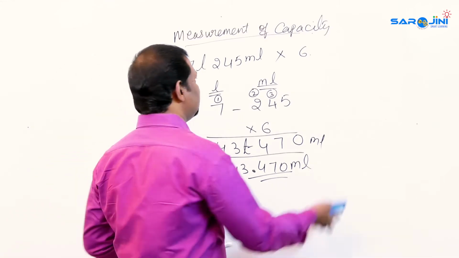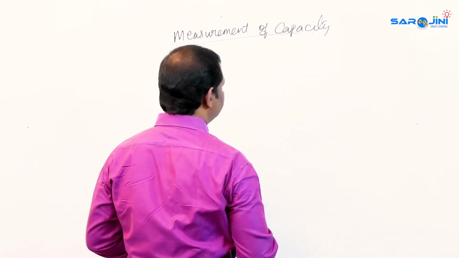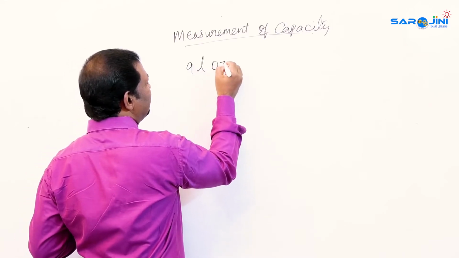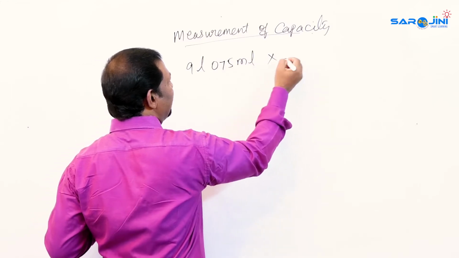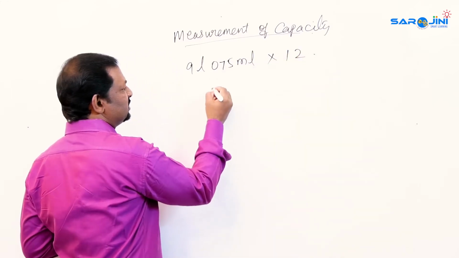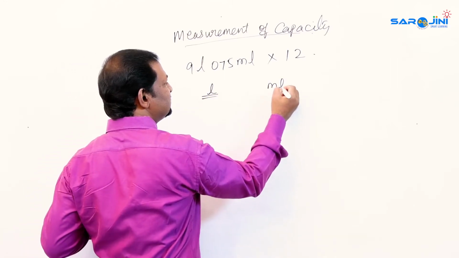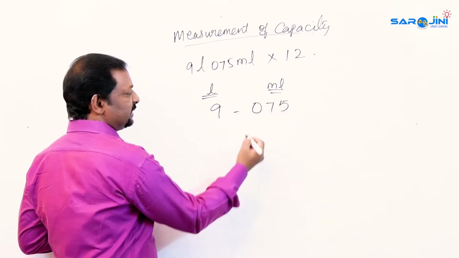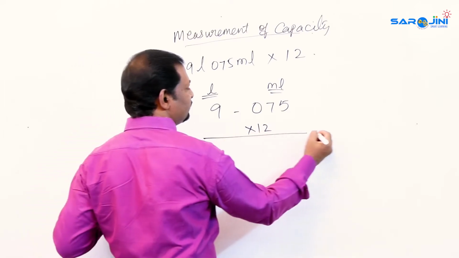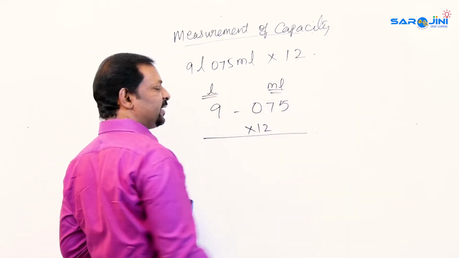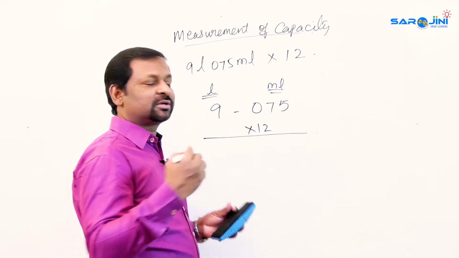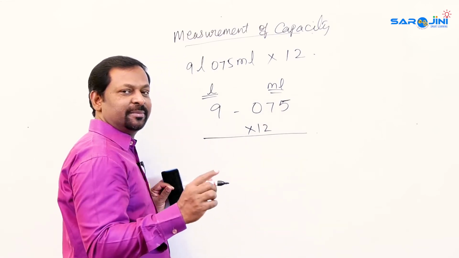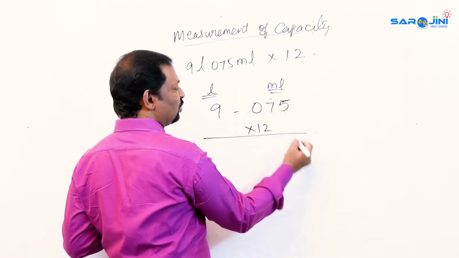So I'll take one more question. If it is 9 liter and 75 milliliter multiplied by 12. Just write down liters here and milliliters here. So this is 9 liter and 0.075 liter going to multiply with 12. Okay, this is the multiplicand, this is the multiplier, and whatever we get is the product. So 2 times, if you know the 12 table, you can do it directly. Or 2 times 5 is 10, 1, 0.